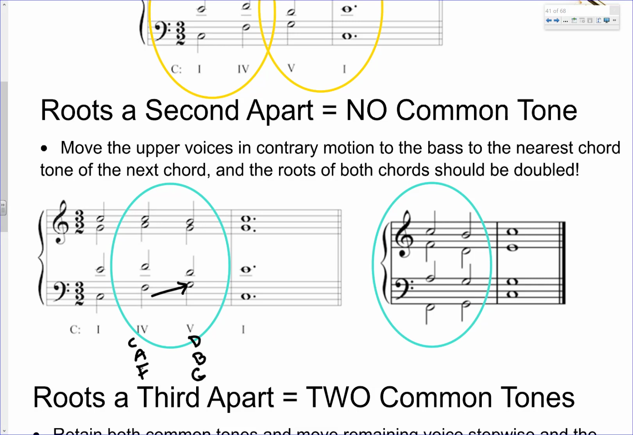You move the upper voices in contrary motion to the bass, to the nearest chord tone of the next chord. And the roots of both chords should be doubled.